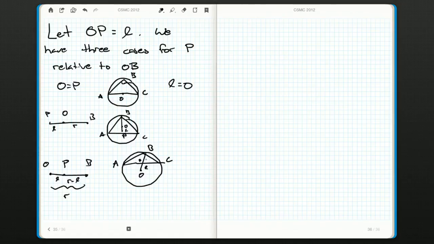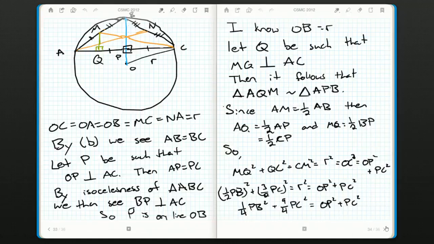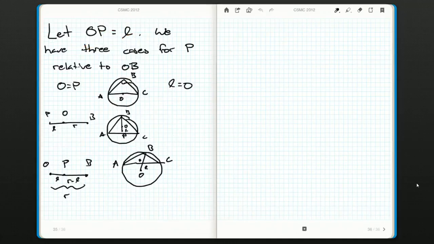Alright, so we have three cases. If O is equal to P, L is 0. Now, it's been a while. Let's take a look at our equation and see if we can substitute. So if OP was equal to 0, what would we have? So our equations were 1/4 PB squared plus 9/4. You know what? I'm going to simplify that to 5/4. PC squared is equal to OP squared.